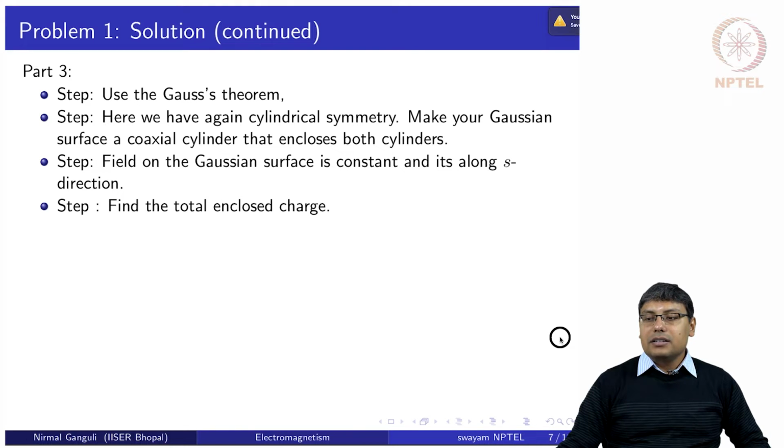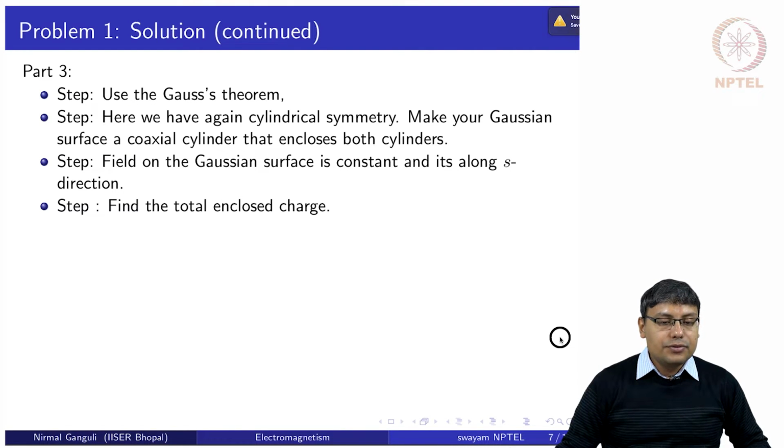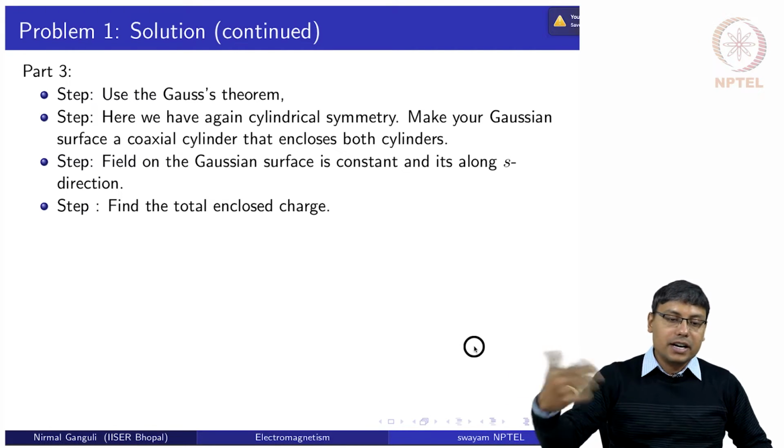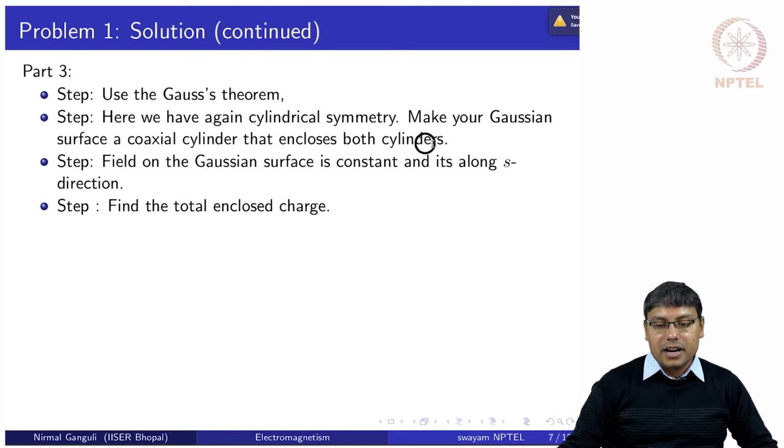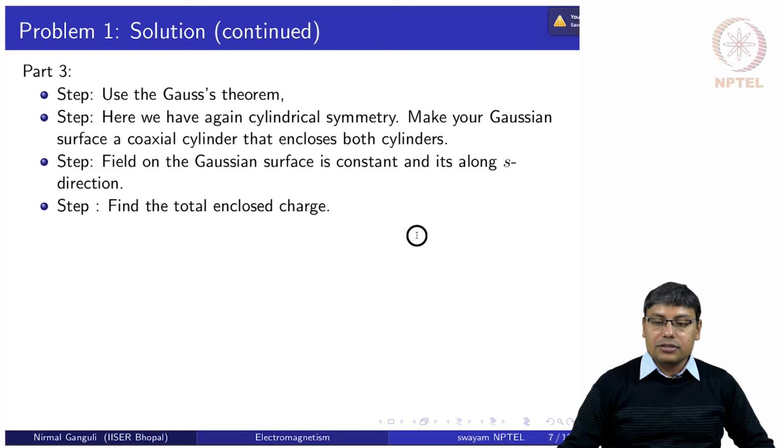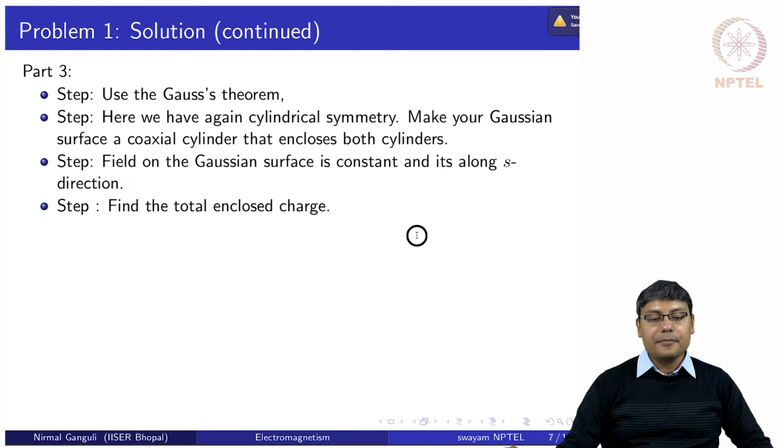And in part 3, we are supposed to find the electric field outside everything, outside the entire coaxial cable. Again, the method would remain the same. You are supposed to apply Gauss's theorem, consider the cylindrical symmetry and make a cylindrical Gaussian surface coaxial with the cylinder, and that encloses both cylinders. Then the field on the Gaussian surface will be constant and it would be along the s direction. Therefore, you can integrate easily over E dot dA, and you are supposed to find the total enclosed charge.